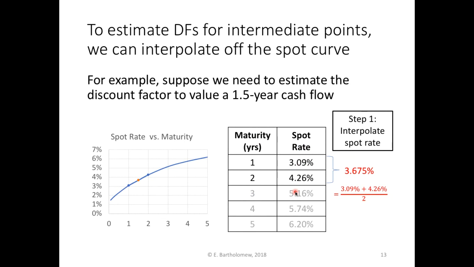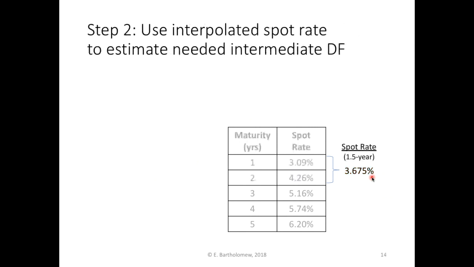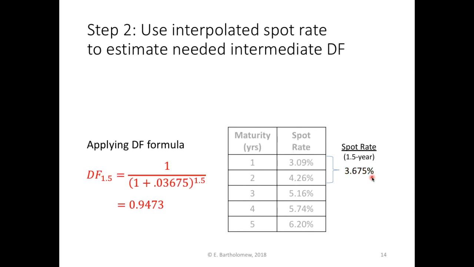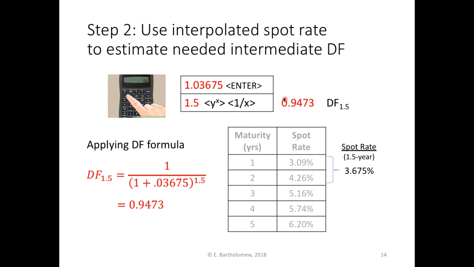So we can use this to estimate discount factors for intermediate points where we may not have a directly observable discount factor or spot rate. For example, if this is our spot rate curve and we need a discount factor for a 1.5-year cash flow, what we could do is interpolate the spot rate and then use that. So step one would be to do that. If it was exactly in between the 1 year and the 2 year, then the average of those two will be the interpolated rate. And in this case, it would be this number here. And then step two would be to use that rate in our formula and to obtain the discount factor using that interpolated rate.